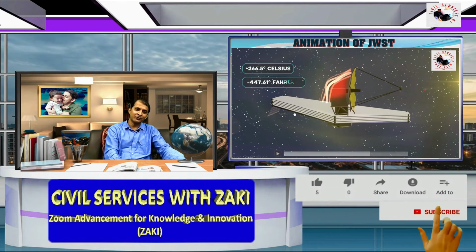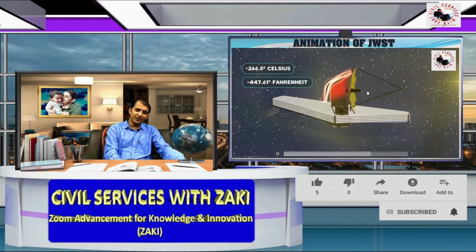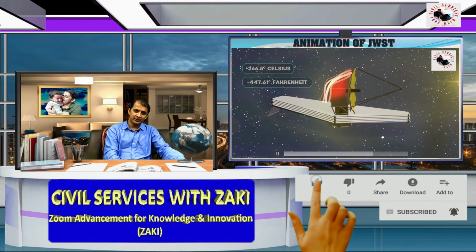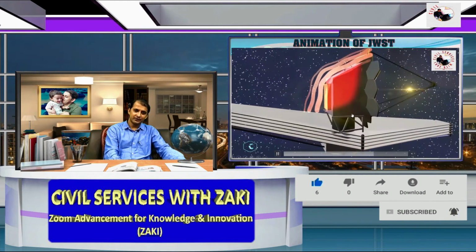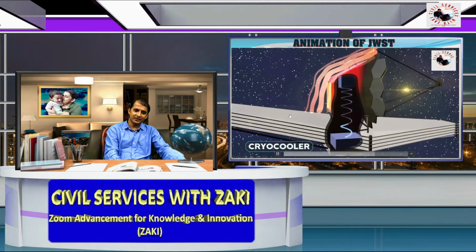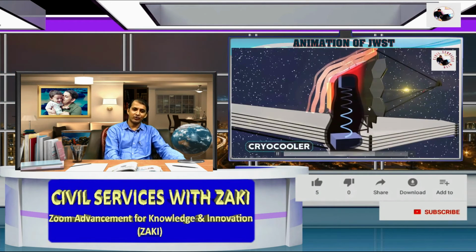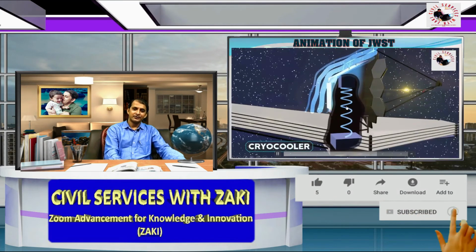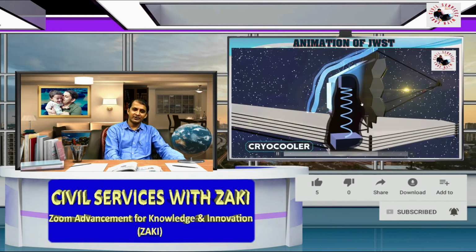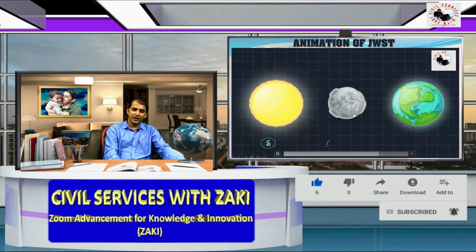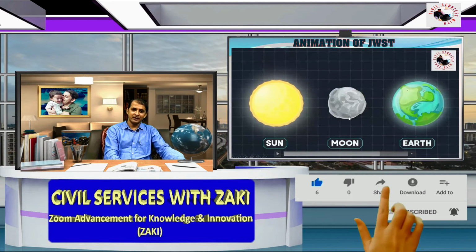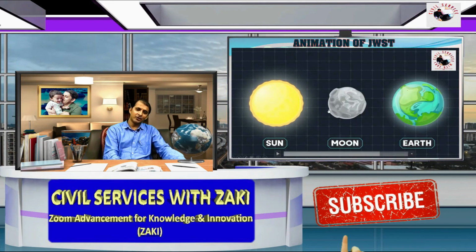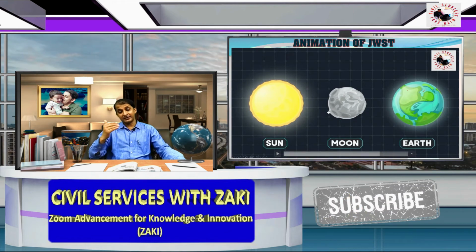For this temperature, scientists use a cryocooler. Cryocooler basically uses helium gas. So scientists use a refrigerator called a cryocooler, which maintains such a temperature of negative 266. Another thing is the heat from the sun's radiation and from the moon and earth.